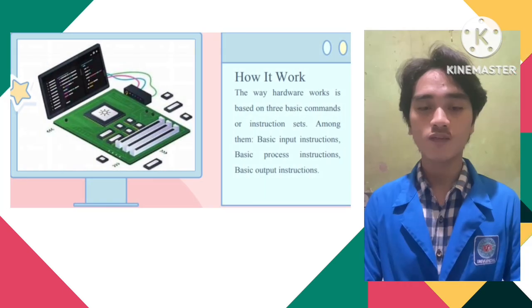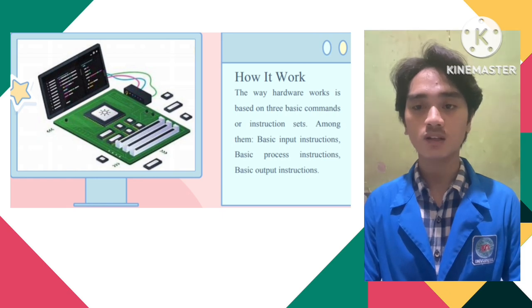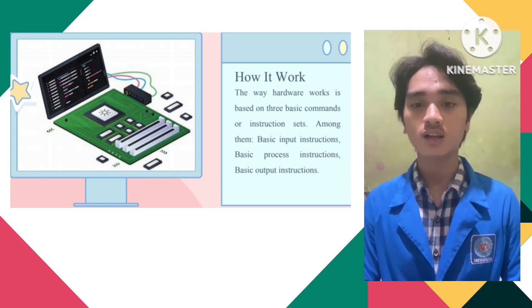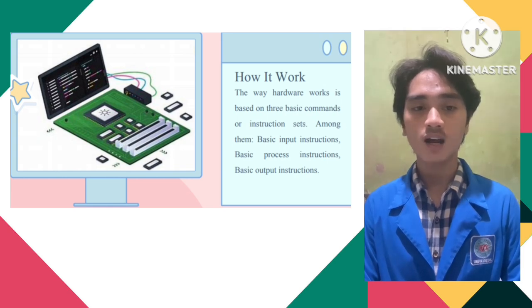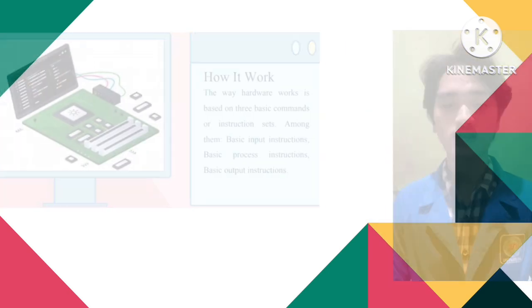How hardware works. The way hardware works is based on three basic commands or instruction sets. So, hardware can carry out various instructions that have been given. Here are the basic commands for running hardware, including basic input instruction that can provide information to software, in this case the operating system, using a driver intermediary. Basic process instruction. These instructions function as intermediaries between input and output process.